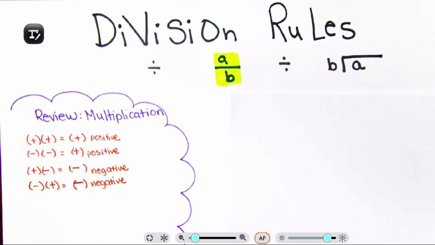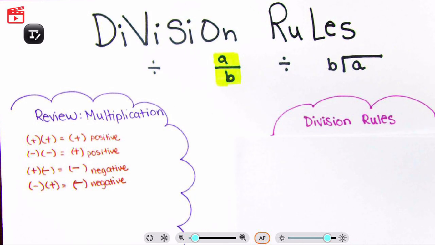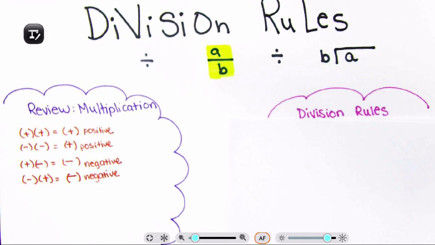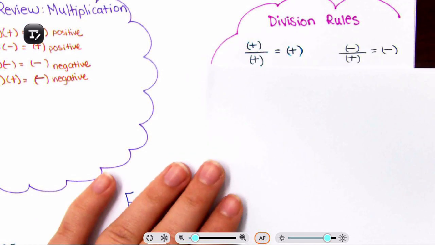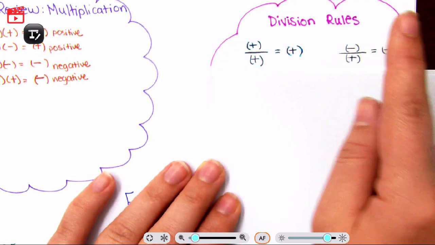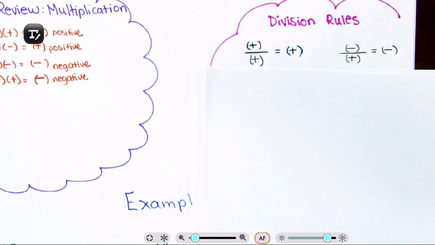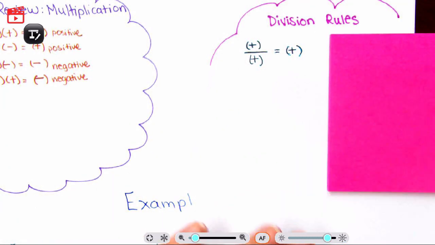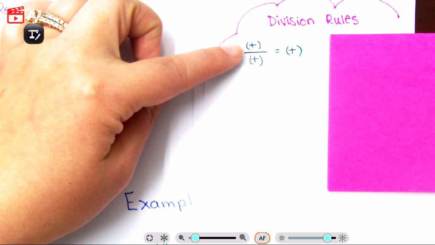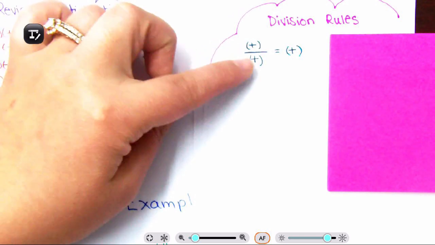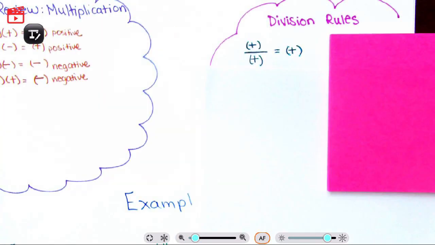All right, division rules. Here it is. I have pre-written them for you. First rule, let's do one rule at a time. Let's get a sticky note and cover this up. First rule, positive divided by positive. If both numbers are positive, top and bottom, your final answer is positive.